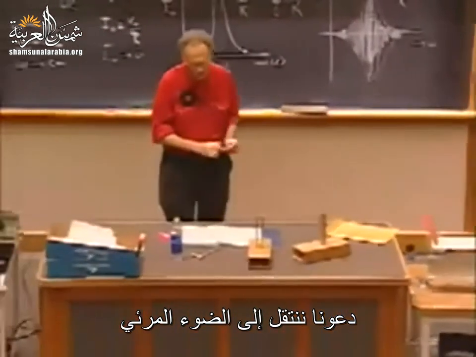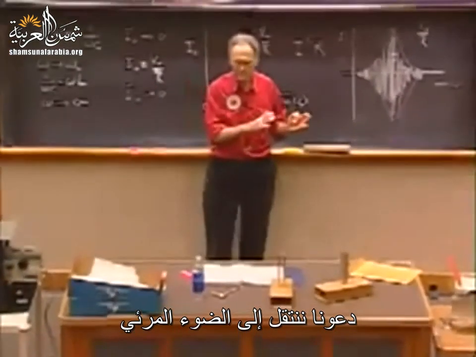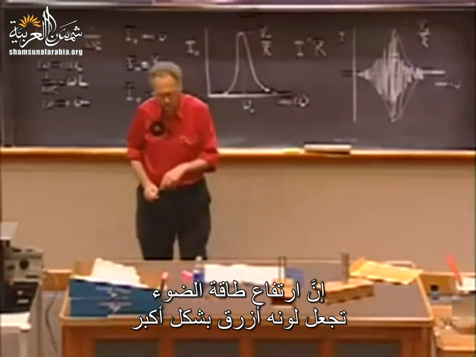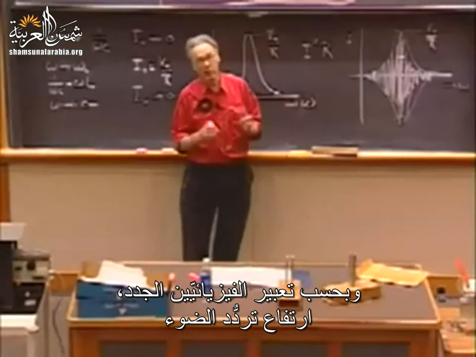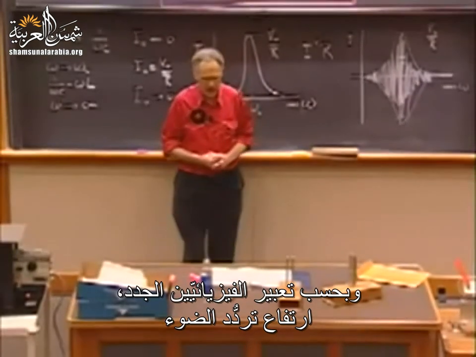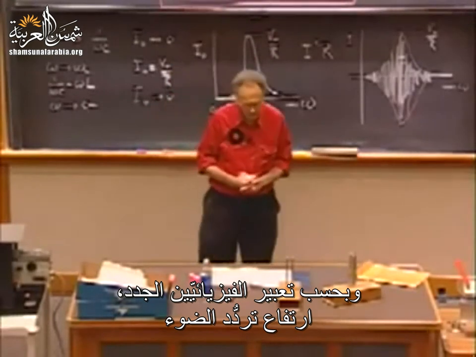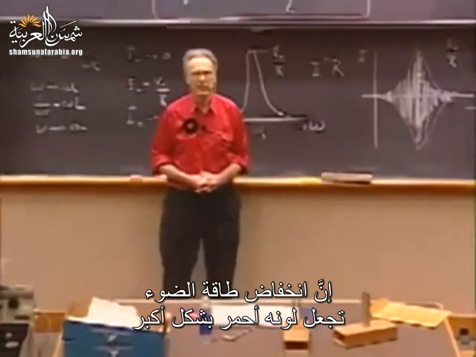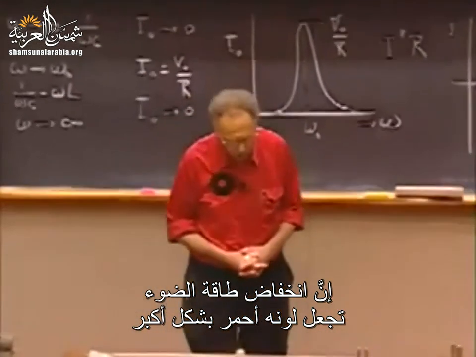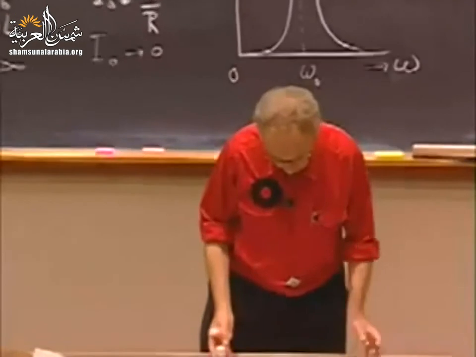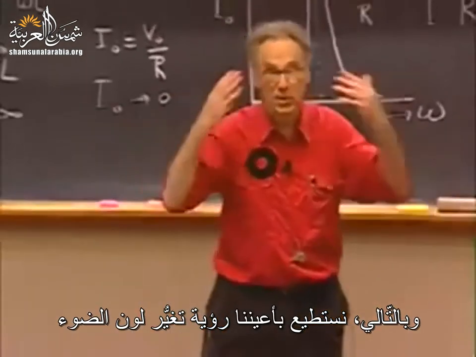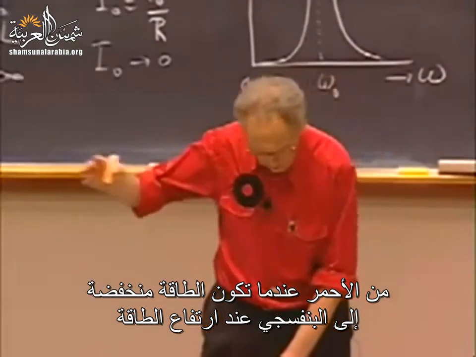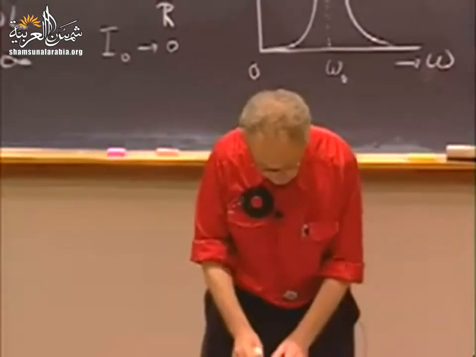Now let us stick for now to visible light. The higher the energy, the bluer the light is. Or, as modern physicists would say, the higher the frequency. And the lower the energy, the redder the light. The lower the frequency. So our visible light that we can see with our eyes goes all the way from the red, low energy, to the violet, high energy.